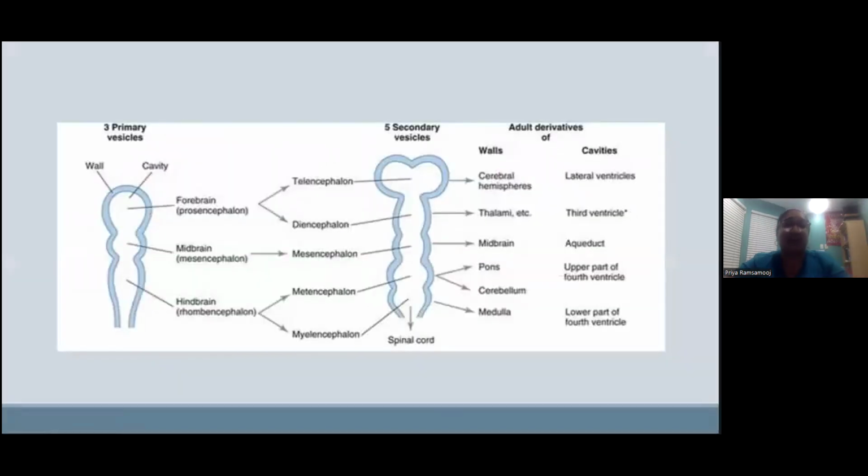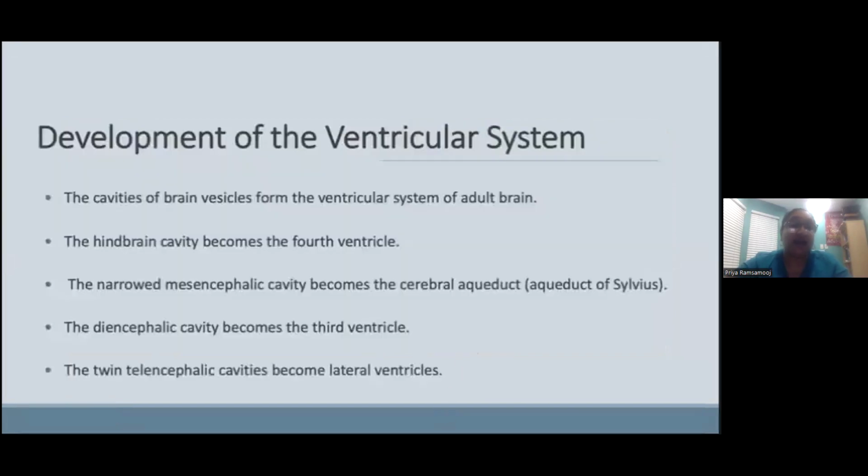So just to recap on where we are: the development of the brain. We talked about the 3 primary vesicles. We talked about the 5 secondary vesicles. So we've covered our forebrain in terms of the telencephalon and the diencephalon and their different derivatives. So we're going to move on to the mesencephalon, the metencephalon, and the myelencephalon, while incorporating the development of the ventricular system within the presentation.